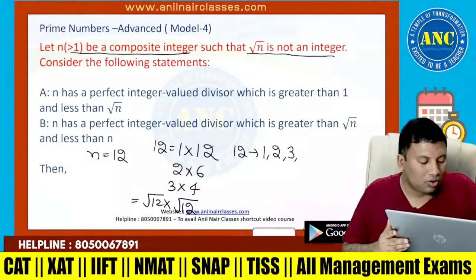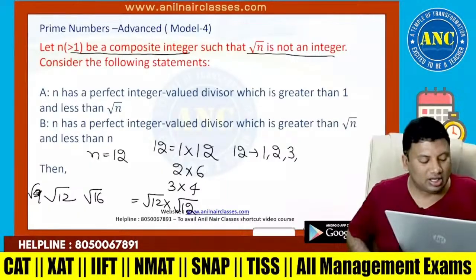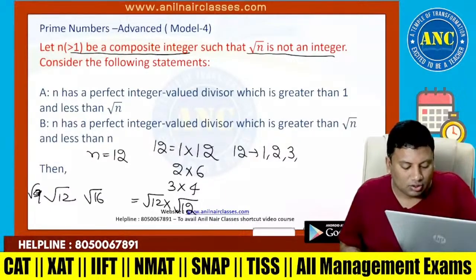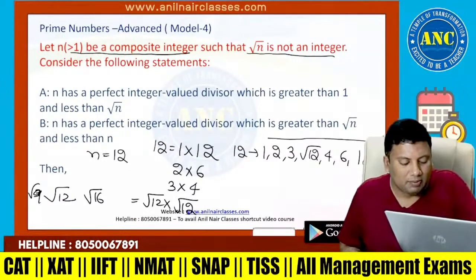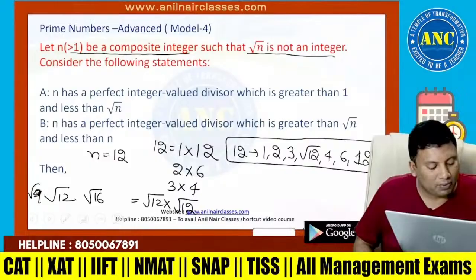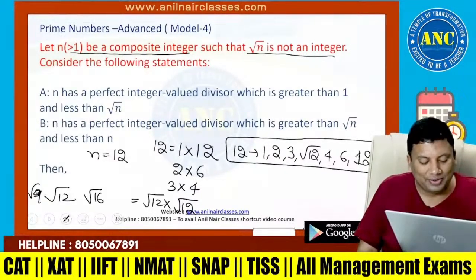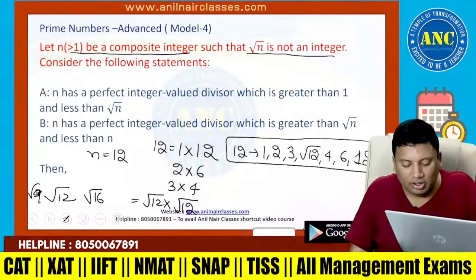Root 12 lies between root 9 and root 16. Root 9 is 3, root 16 is 4. So these are 1, 2, 3, root 12, 4, 6, 12. I am writing it like this because it will be useful in my question. Now n is a composite integer. I took n value as 12, so the factors of 12 are 1, 2, 3, 4, 6, 12.